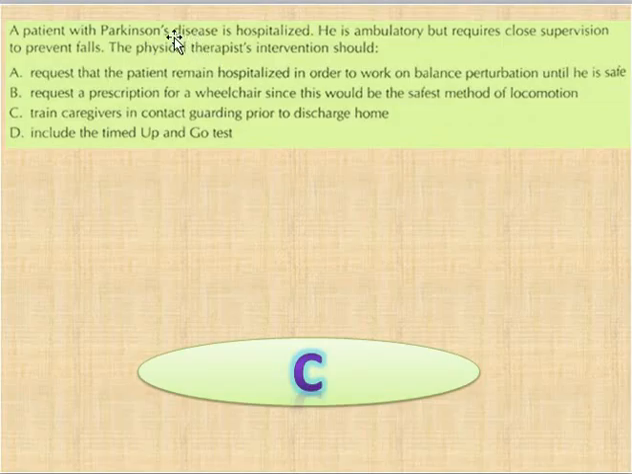A patient with Parkinsonism disease is hospitalized. He is ambulatory but requires close supervision to prevent falls. The physical therapist intervention should be: option A, request that patient remain hospitalized in order to work on balance perturbation until safe. B, request a prescription for wheelchair since this would be the safest method of locomotion. C, train caregivers in contact guarding prior to discharge home. D, include the timed up and go test. The correct option is C, train caregivers in contact guarding prior to discharge home.